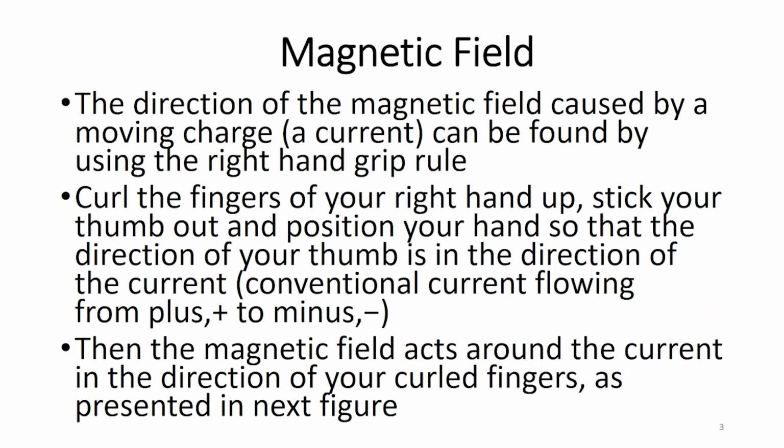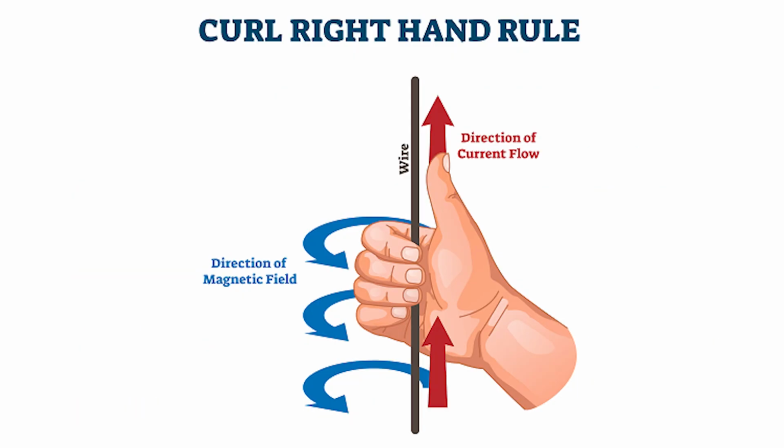The direction of the magnetic field caused by a moving charge, meaning a current, can be found by using the right hand grip rule. Curl the fingers of your right hand up, stick your thumb out and position your hand so that the direction of your thumb is in the direction of the current, conventional current flowing from plus to minus. Then the magnetic field acts around the current in the direction of your curled fingers, as presented in the next figure.